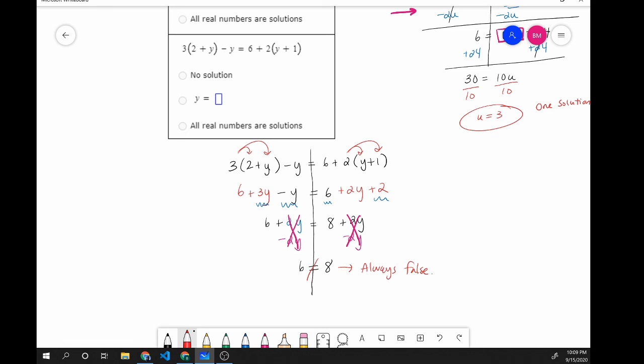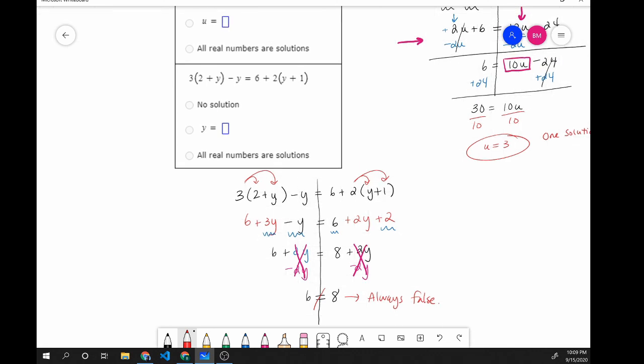false. No matter what we plug in for y, we can plug in 100 or 10,000 or 1 or 52 or 47, whatever it may be, we will always get a false answer because 6 is never equal to 8. No matter how you try to explain that, it's not going to be true. So no matter what we have, we're not going to have a solution. So this answer is no solution.